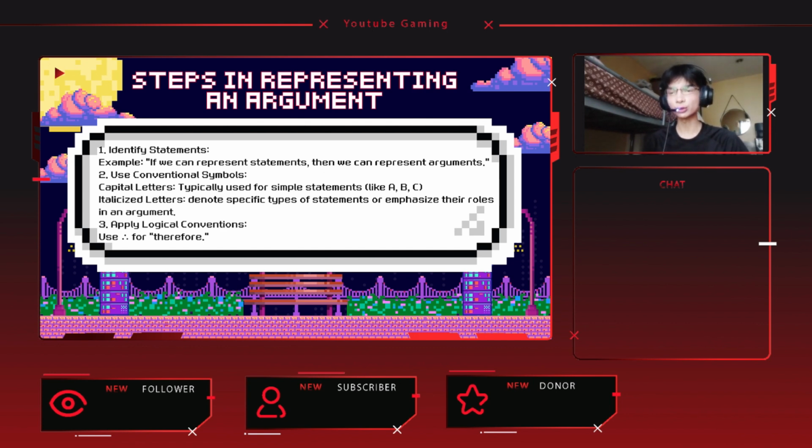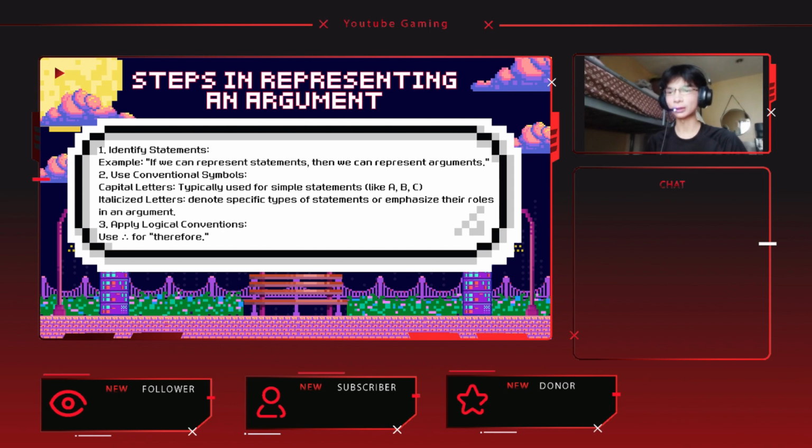The common letters used in logical representations are, first, capital letters, typically used for simple statements like A, B, or C. For example, A could represent it is raining. Next, we have italicized letters. Sometimes italicized letters denote specific types of statements or emphasize their roles in an argument. Last step is to apply logical conventions. Use 3 dots, for example, to indicate therefore before the conclusion.